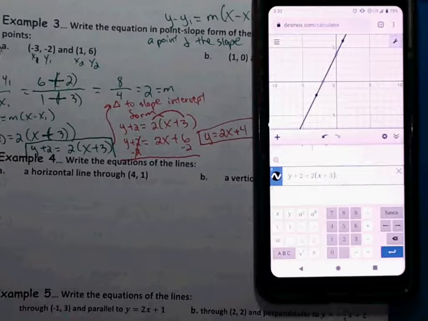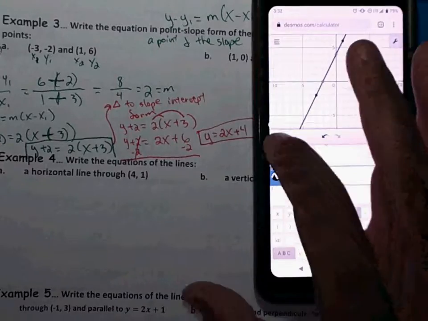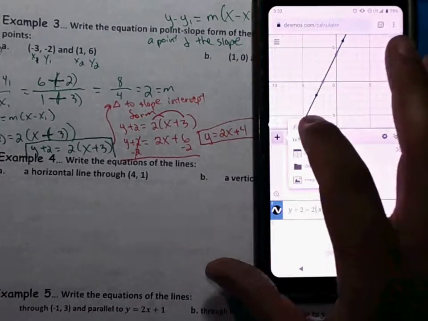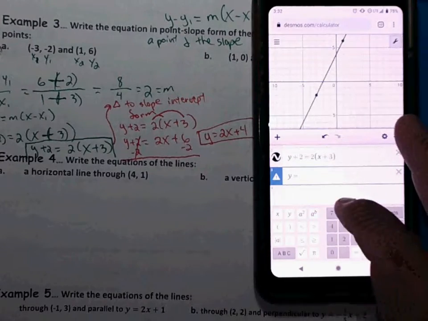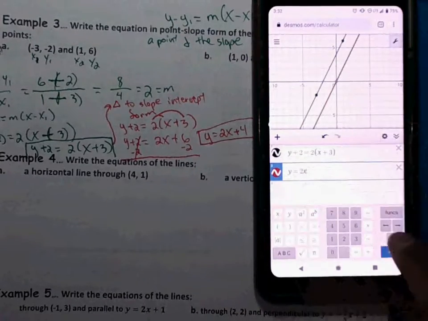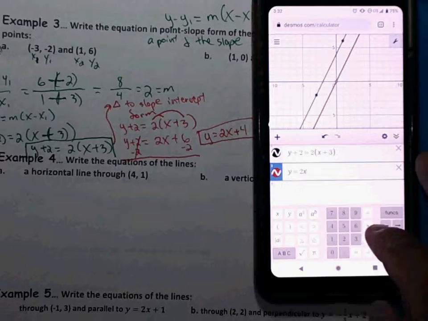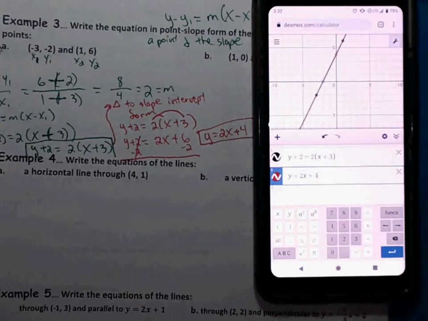it to slope-intercept form, if you push the plus symbol, and we had another expression, and you type in y equals 2x plus 4, as you see, the red line overlaps my black line, and I only have one line. So I did the right algebra when I converted from point slope form to slope intercept form.